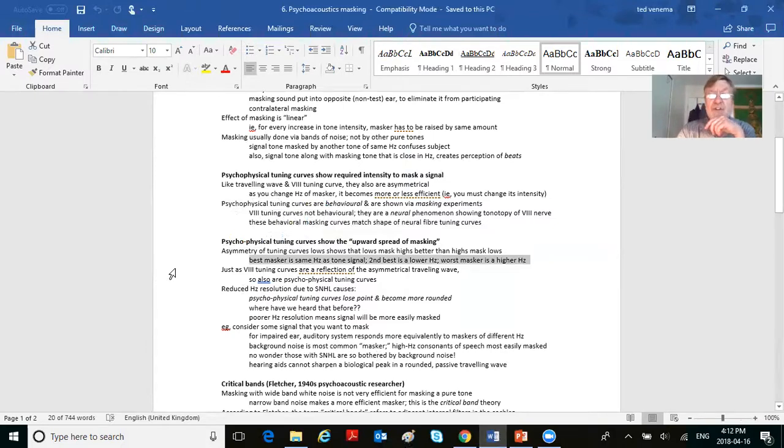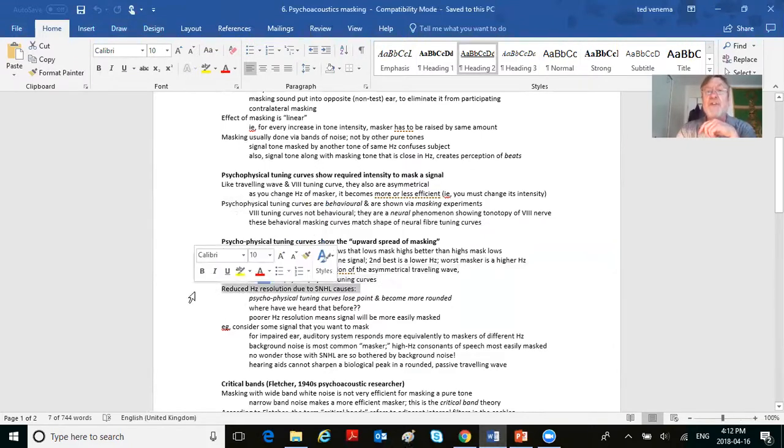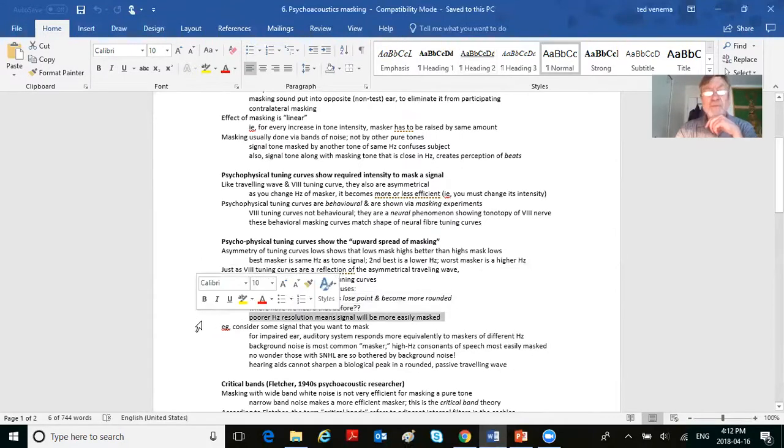So just as eighth nerve tuning curves are a reflection of the asymmetrical traveling wave, so also are psychophysical tuning curves. Your frequency resolution is reduced due to sensory neural outer hair cell damage. Psychophysical tuning curves lose the point and become more rounded. Where have we heard that before? Poorer frequency resolution means the signal will be more easily masked.